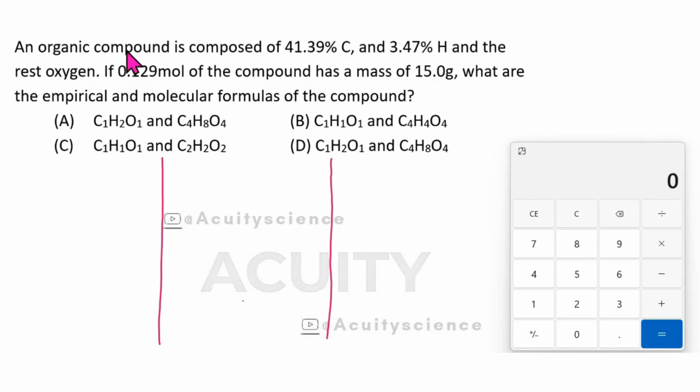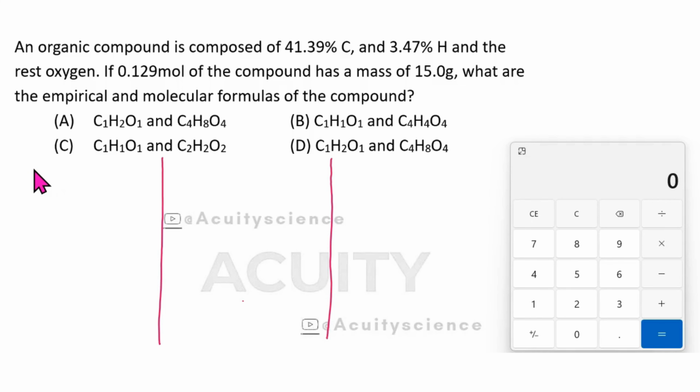An organic compound is composed of 41.39% carbon and 3.47% hydrogen, and the rest oxygen. If 0.129 mole of the compound has a mass of 15.0 grams, what are the empirical and molecular formulas?